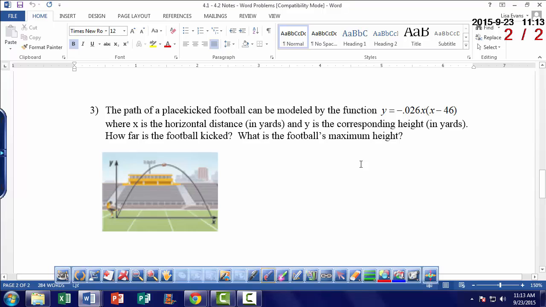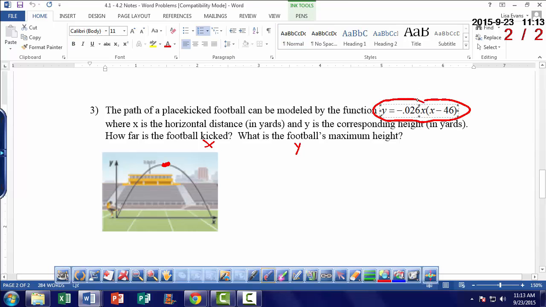How far is the football kicked? What's the football's maximum height? So we're finding our x and our y. We're going to start by finding our vertex, and we're going to talk about what it means. Now, right now, if we take a look at this equation, it is not in vertex form, and it is not in standard form. So I'm going to go ahead, multiply this out, and get it in standard form.